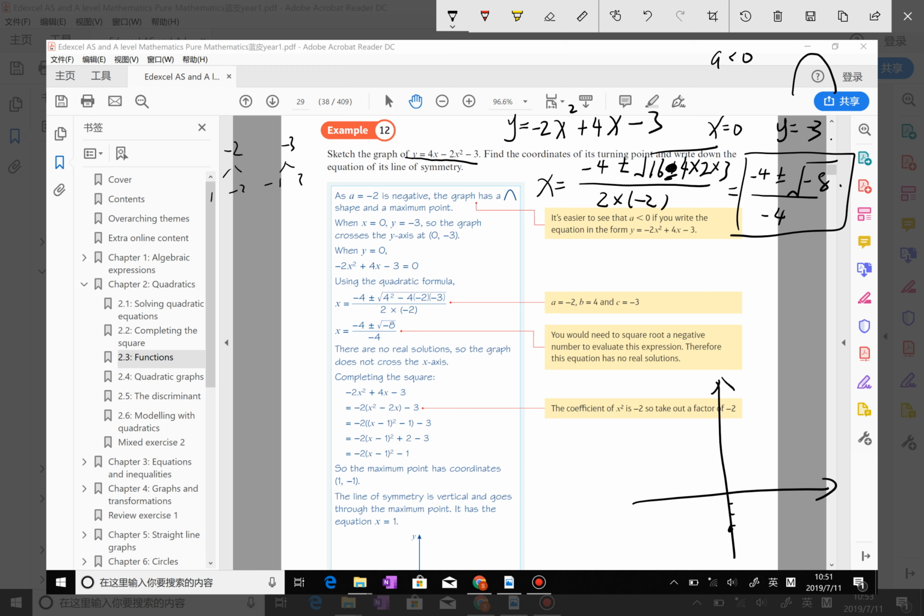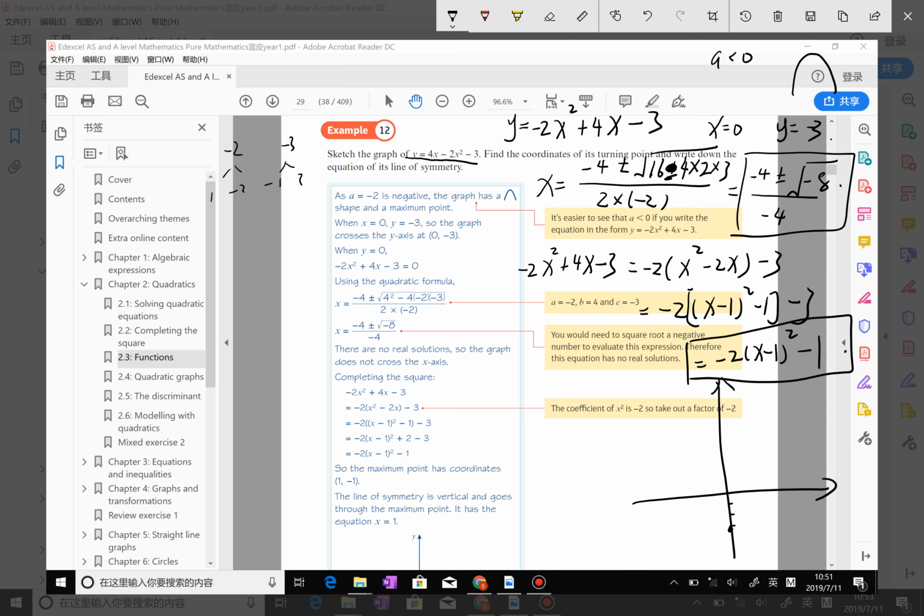So let's look at it. What is the turning point? So we have -2x squared plus 4x minus 3, and then we can take -2 out, x squared minus 2x minus 3, and then -2(x minus 1) squared and minus 1 minus 3, and then the final answer is going to be -2(x minus 1) squared minus 1. So the turning point coordinate is going to be (1, -1). So (1, -1), okay, and then the whole graph is going to be like this.